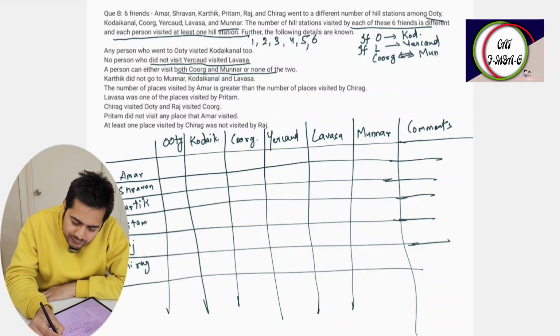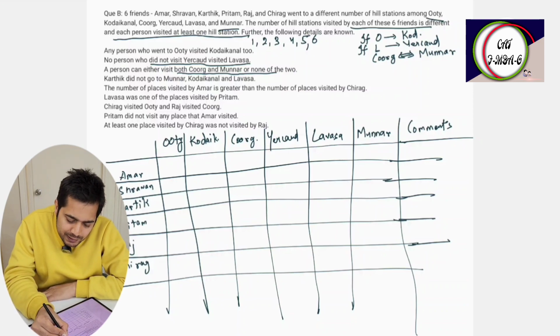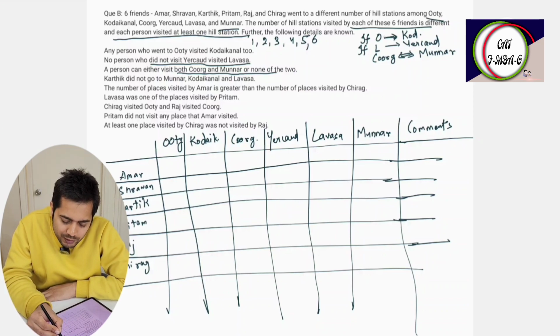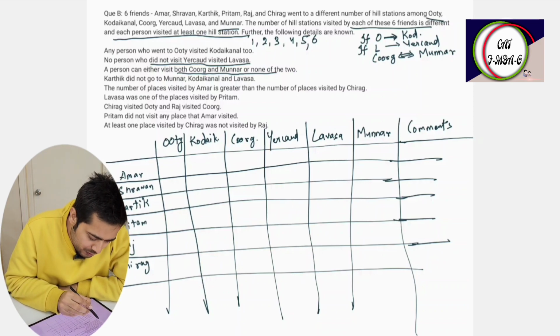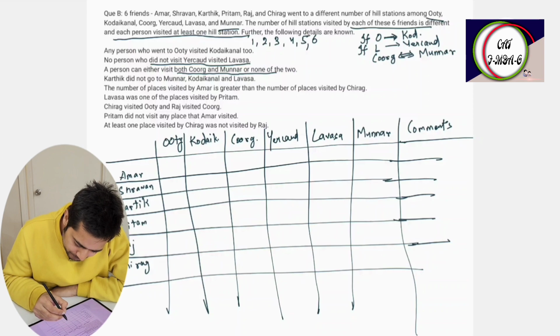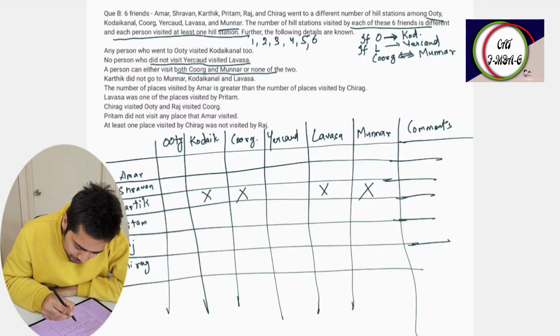This is how you represent this data. If you are representing a single arrow like this, then if Ooty, then Kodaikanal; if Lavasa, then Yerkaud. If you are representing a both-side arrow, then that means both have to be together or none of them will be there. Karthik did not go to Munnar. Did not go to Kodaikanal. Did not go to Lavasa. If Karthik did not go to Munnar, then Karthik did not go to Coorg also.